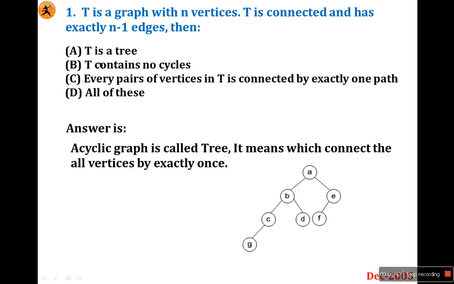T is a tree, and T contains no cycle. Yes, a connected acyclic graph is called a tree, so that is also true. Then, every pair of vertices in T is connected by exactly one path. Look at this tree: every pair of vertices is connected by exactly one path, so it is also true. So the answer is all of these, which means option D.